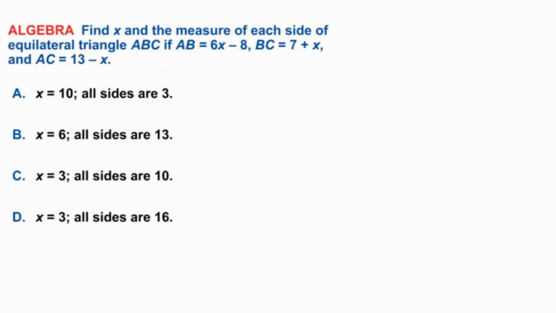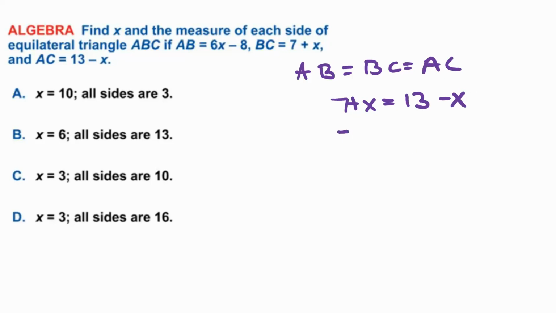In the last problem, we want to find x and the measure of each side of an equilateral triangle. Since it's an equilateral triangle, we know that all three sides equal each other. Their measures equal each other. So we can pick any one of the sides to equal another one. So let's pick the two easiest ones. Let's pick BC and AC. So 7 plus x equals 13 minus x. So 7 plus 2x equals 13. 2x equals 6, and x equals 3.